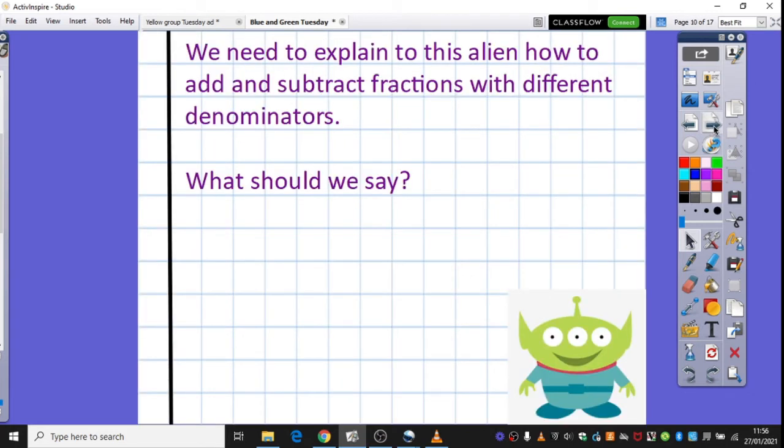So I want you to think about this now. You might like to make some notes, you might like to talk to somebody at home about this, or you might just want to have a think in your head. If we were to imagine an alien landed on our planet right now and they wanted to find out how to add and subtract fractions, and they knew nothing about it, and add and subtract fractions, importantly, with different denominators, what could we say? What should we say? What would our instructions be? So pause the video now and have a little think.